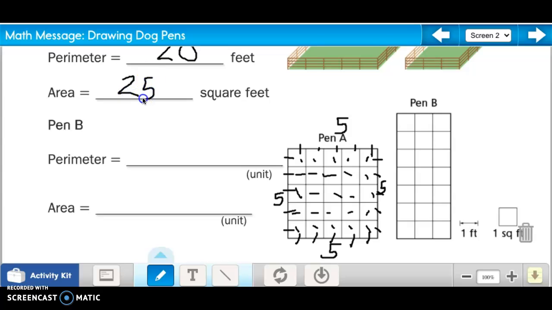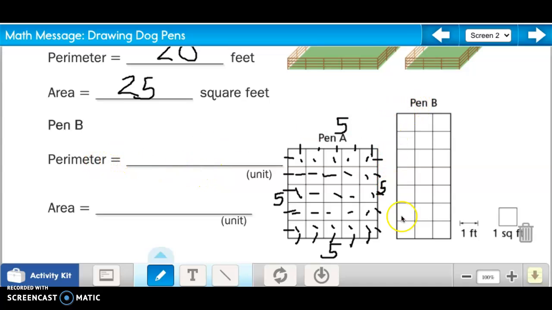Now, the formula for area is times. So you could have just said 5 times 5. Instead of counting all those, you could have just gone, oh, I know 5 times 5. I can count by 5s 5 times: 5, 10, 15, 20, 25. And there we go.